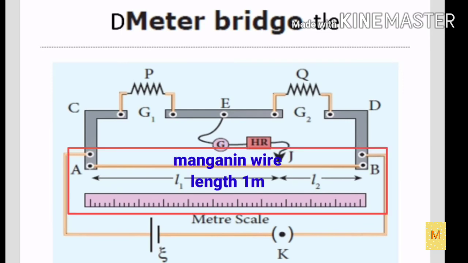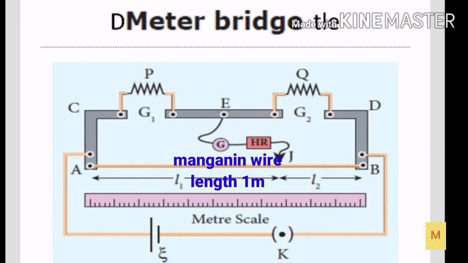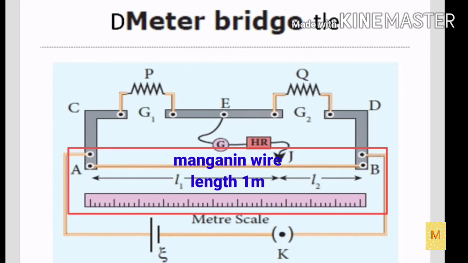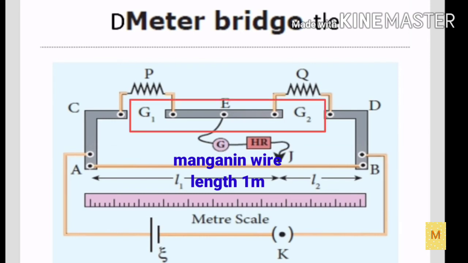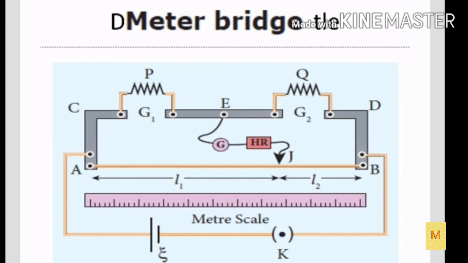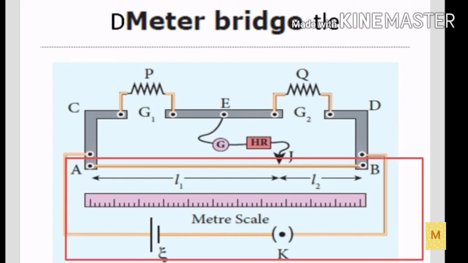It consists of a uniform manganin wire AB of 1 meter length. This wire is stretched along a meter scale between two copper strips C and D. E is another copper strip mounted with two gaps G1 and G2. An unknown resistance P is connected in gap G1 and a standard resistance is connected in gap G2. A jockey is connected from E through a galvanometer G and high resistance HR. A Leclanche cell of EMF psi and key K is connected across the bridge wire.